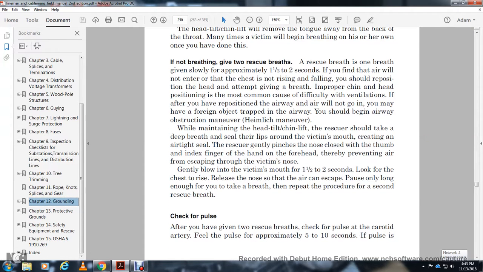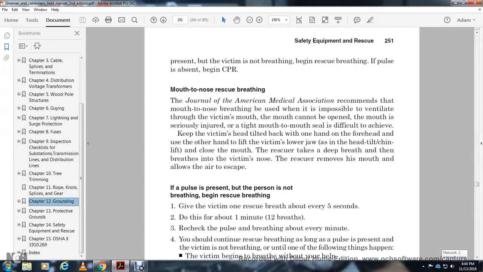Check the pulse. After you give the two rescue breaths, check the pulse at the carotid artery. Feel for the pulse for approximately 5 to 10 seconds. If the pulse is present and the victim is not breathing, begin rescue breathing. If it is absent, begin CPR.